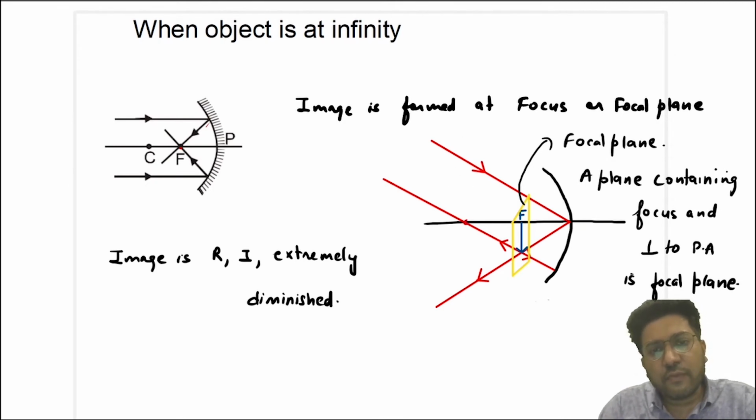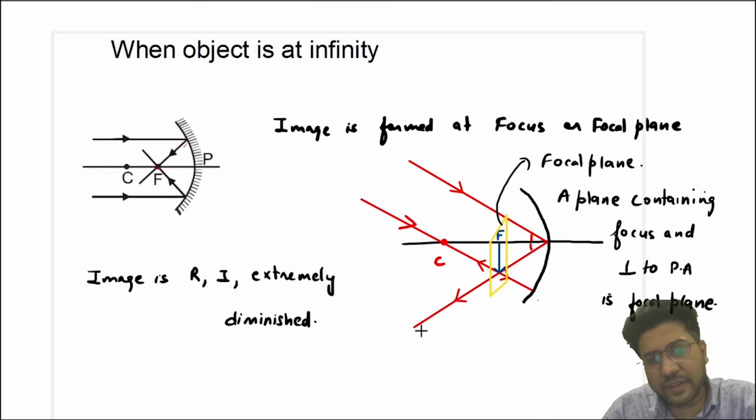So let the first ray be a ray passing through the center of curvature, which retraces its path, right? So this is the first ray. And the second ray is, you know that a ray which is passing through the pole goes out at the same angle on the other side. So this angle is theta, this angle is also theta, right? Now this is the reflected ray and this is also the reflected ray. The intersection of these two reflected rays will give you the image.